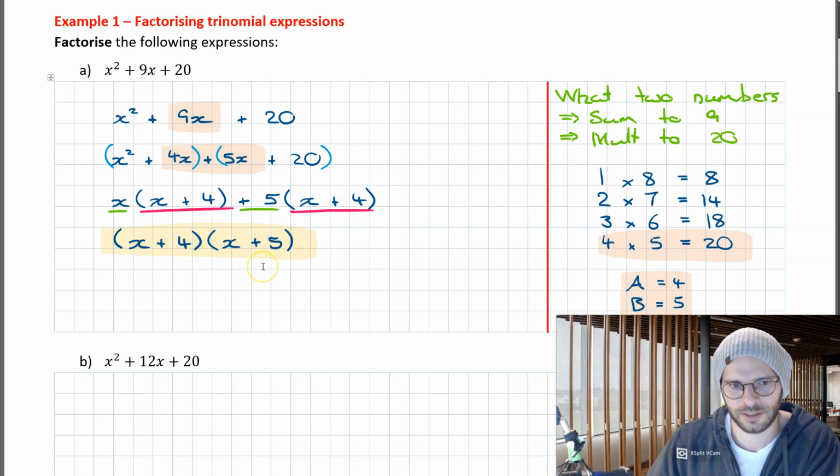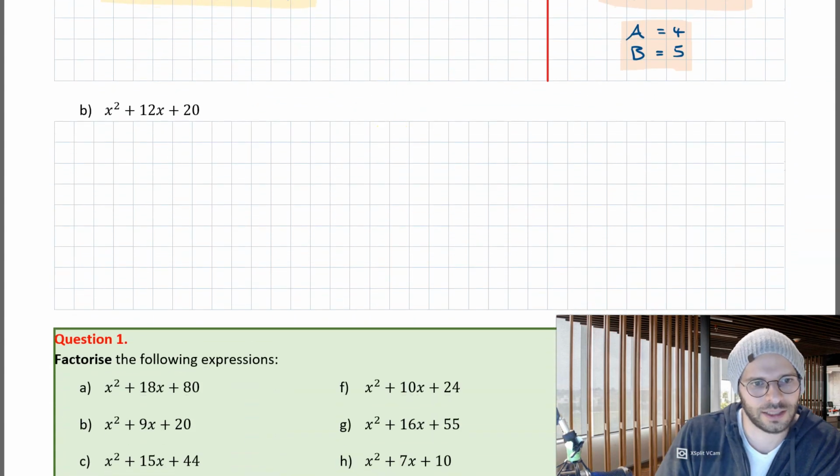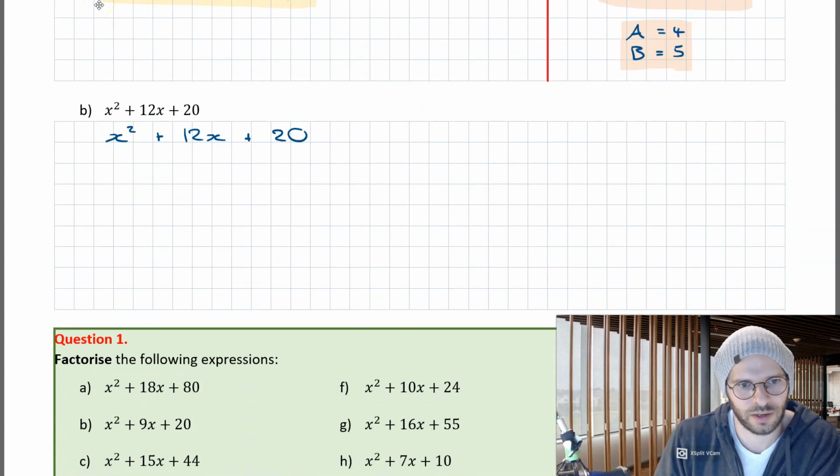The way in which we figured this out was, firstly, we split our middle term here into two smaller terms, of which the coefficients summed to give 9 and multiplied together to give 20, which was worked out over here. We then factorize across the two brackets, and then we get the common factor at the front, second factor at the back. So that's the sum and product method. Let's go one more time. B, x squared plus 12x plus 20.